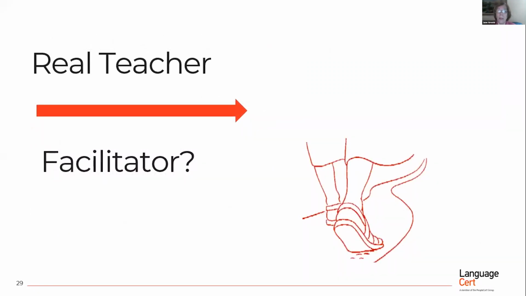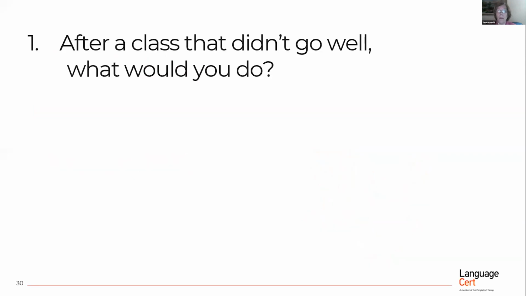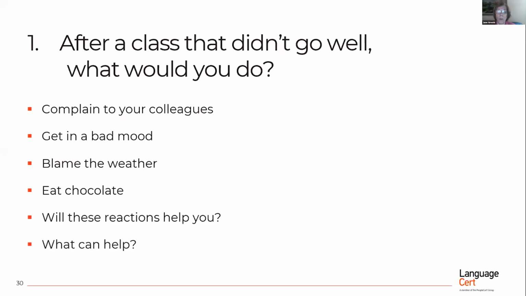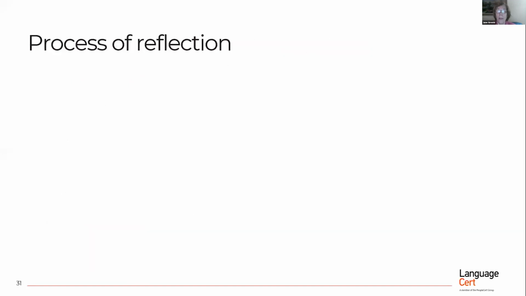Now, how do we get to be a real teacher or a facilitator? There are many steps, but today we're just going to look at three. First of all, after a class that didn't go well, what would you do? Complain to your colleagues, get in a bad mood, blame the weather, eat chocolate? Well, these reactions help you know. What can help? Well, our first step, reflection.